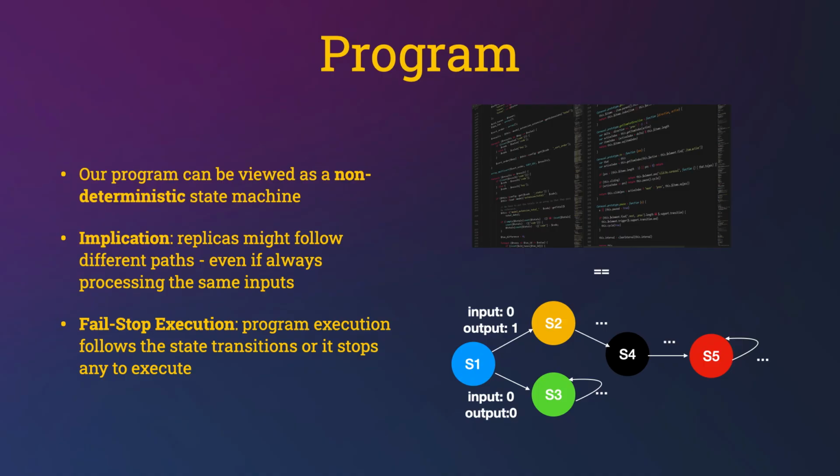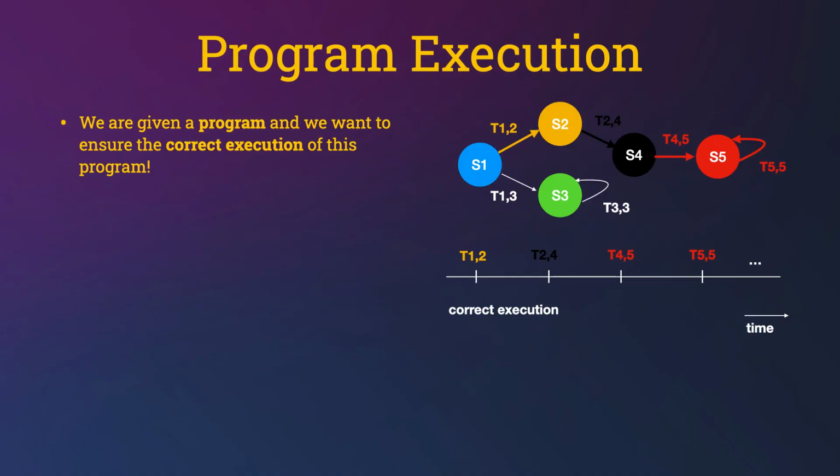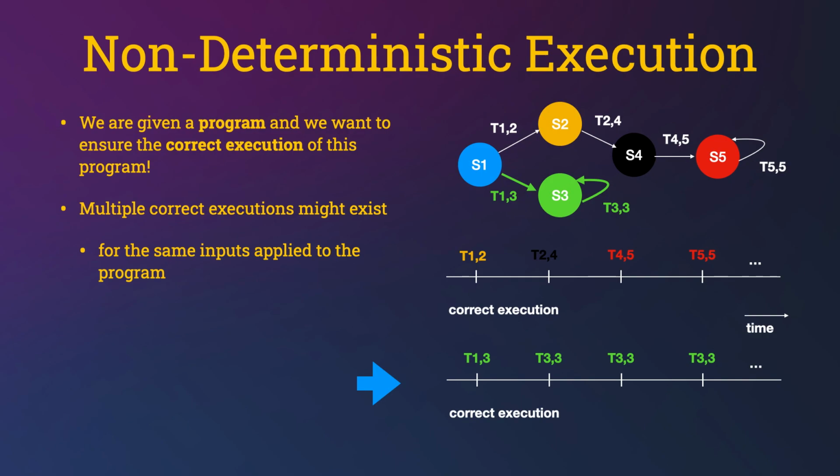We can formalize an execution as a sequence of transitions. So here on this slide on the top right, we see the state machine. And in one correct execution, we might take the path from S1 to S2, then S4, S5, and maybe then we have to stay in S5. So this would be one correct execution. And for the same input, we might also see a correct execution that consists of the transition from S1 to S3, then from S3 to S3, and so on. So we have 2 correct executions for the same inputs, because we have a non-deterministic state machine.